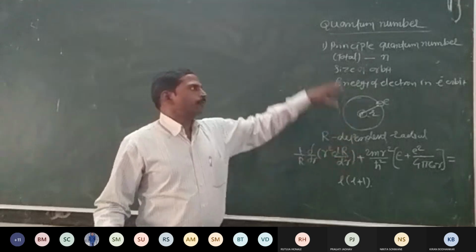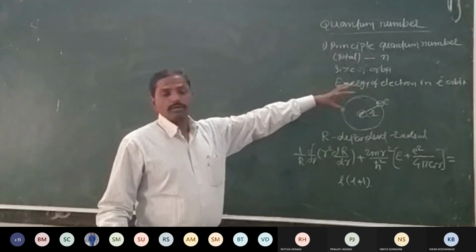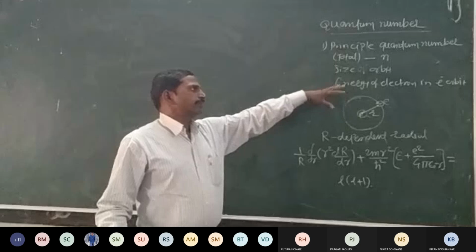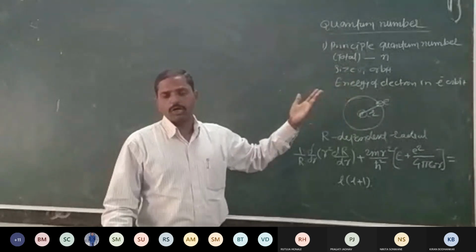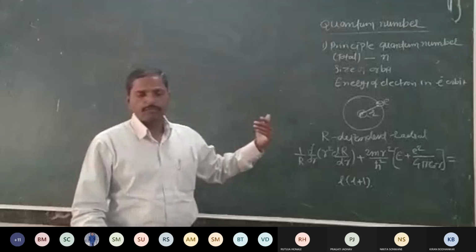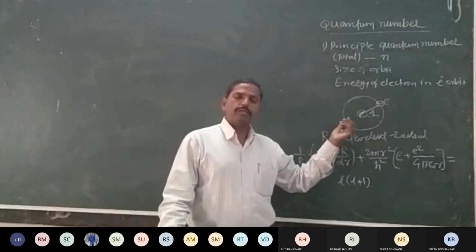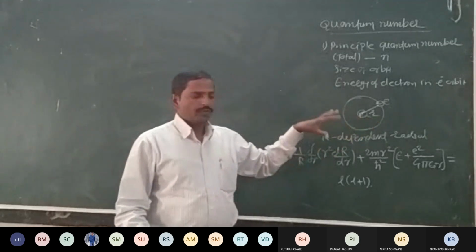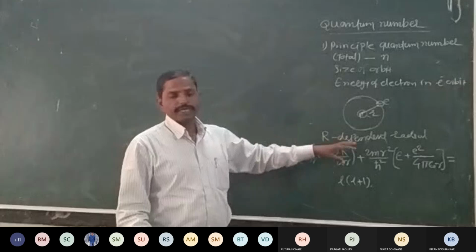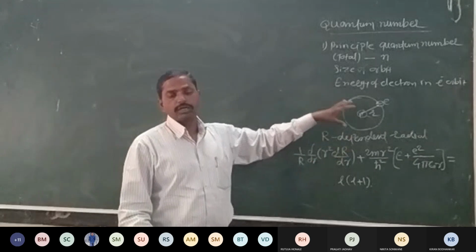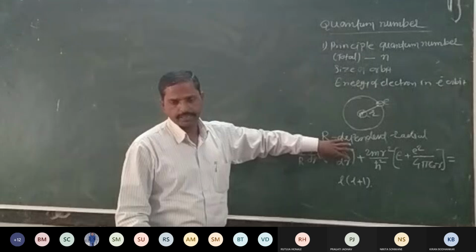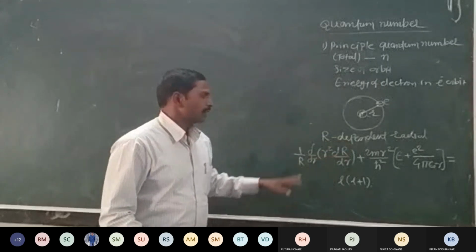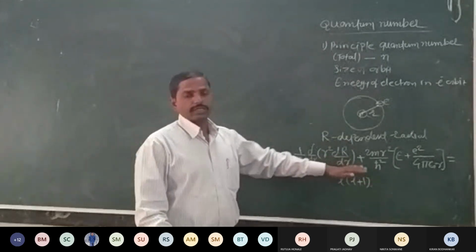Now here what I have taken is for principal quantum number. What I said, principal quantum number gives you the energy and size of the orbit or radius of the orbit. And for finding the radius of the orbit, we have to use this equation. For finding the energy of the electron in the electronic orbit, we have to use this equation. Right? Okay.